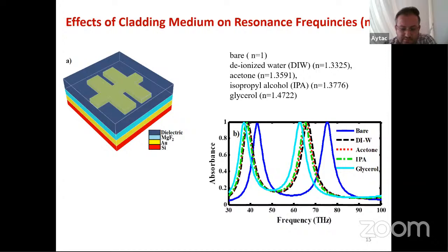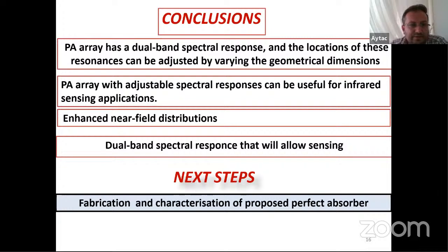And also by using cladding medium, it is observed that the spectral response of the designed perfect absorber is very sensitive to refractive index variations. And in conclusion, we can say the perfect absorber array has a dual band spectral response, and the locations of the resonances can be adjusted by varying the geometrical dimensions.